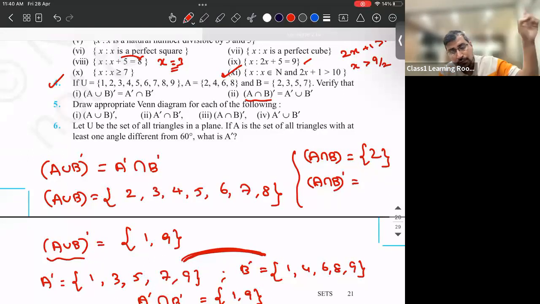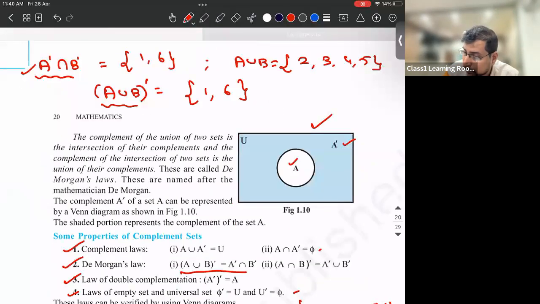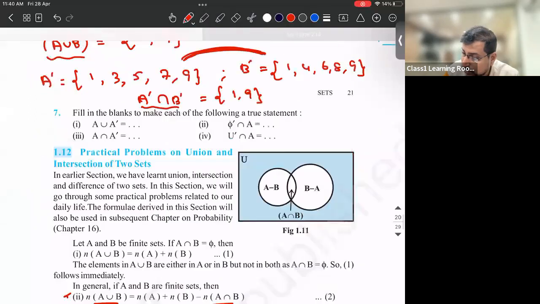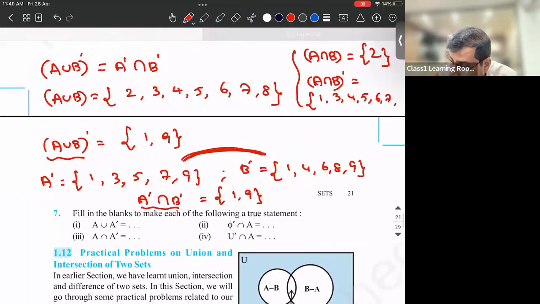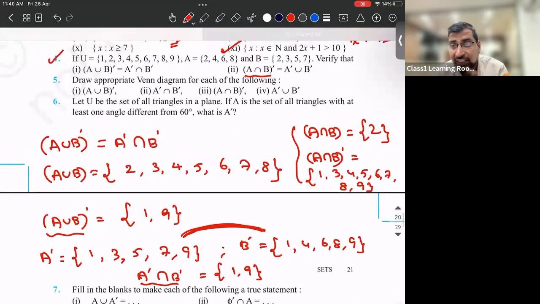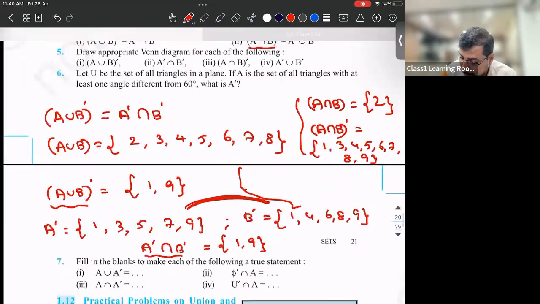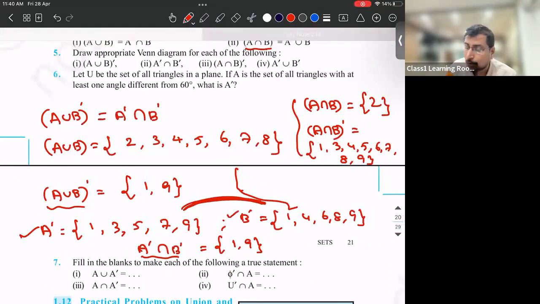So what is there in the universal set but not there in A intersection B? 1, 3, 4, 5, 6, 7, 8, 9. It means you will write everything from the universal set except 2. Okay, sir. Now tell me, you already wrote A complement and B complement.